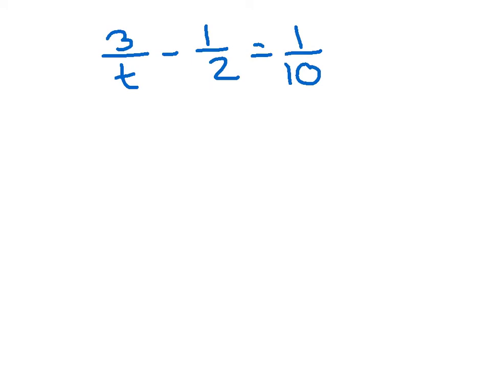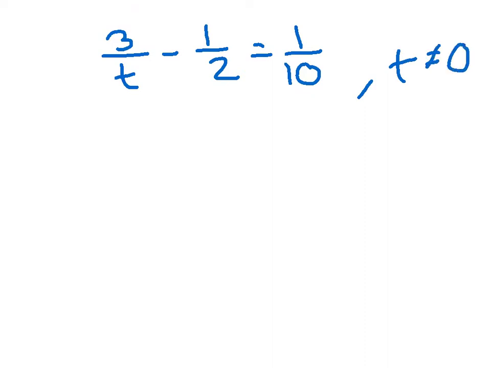Hi, and welcome to our lesson on fractional equations, which are just equations with variables in the denominator of one or more terms. So let's move on to our first practice problem. Here you have 3 over t minus 1/2 equals 1 over 10, and t cannot equal 0.